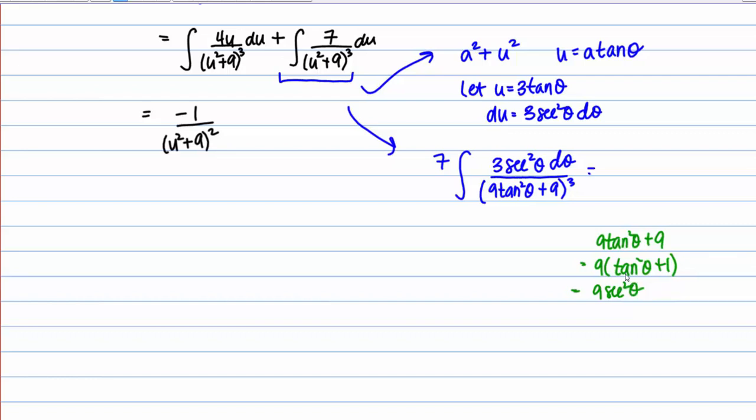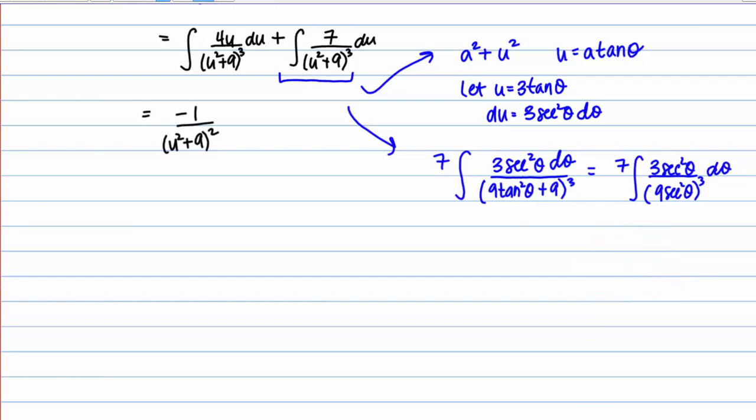So then my integral becomes 7 times 3 secant squared of theta over 9 secant squared of theta, quantity cubed, d theta. So let's reduce this a little bit. I can combine the 7 and 3 and get a 21 out front. And then notice in the denominator I have this 9 cubed, which is 729. I'm going to pull that out front.